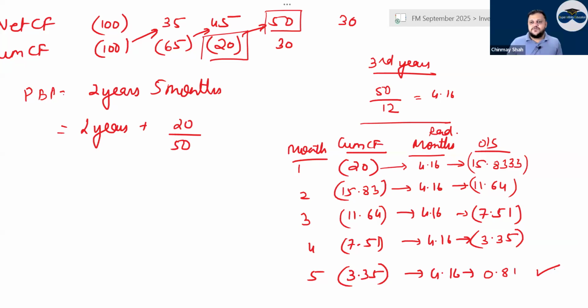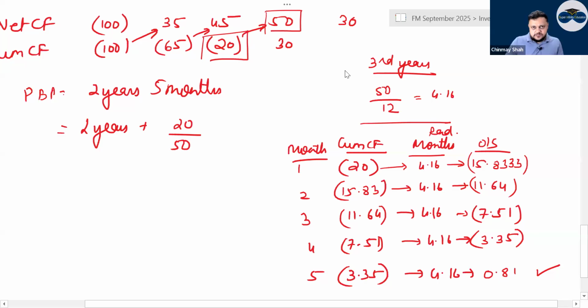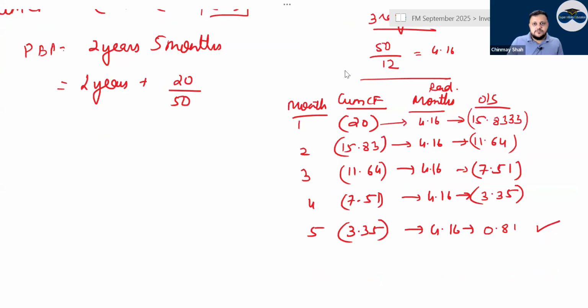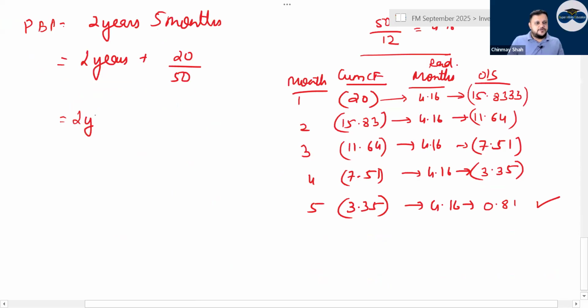Shivani, what do you say? Vipasha? Understood, sir. So write down note. Right? Note. ये क्या होगा? 2 years or 2.4 years or 2 years and 5 months. Correct?